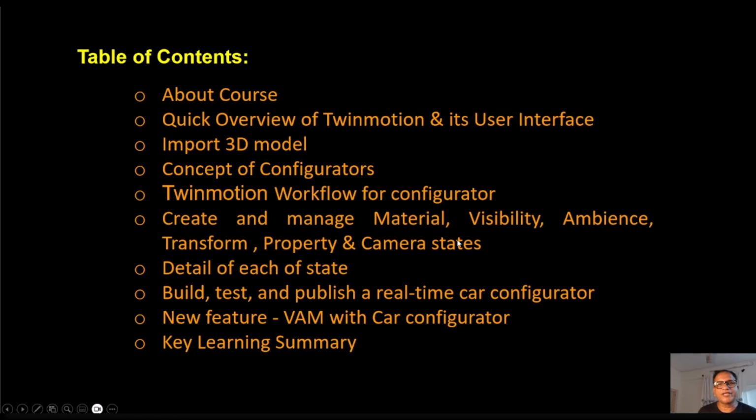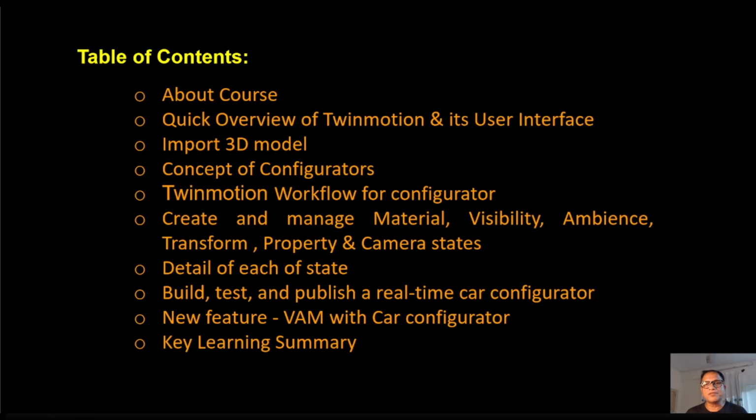So, table of contents. I'll touch upon the course, a quick overview. I'll give a snapshot of Twinmotion and its user interface. Then quickly we'll move to importing a 3D model. Then I'll talk about the concept of configurators, then the Twinmotion workflow for configurators. Then we'll create and manage material, visibility, ambience, transform, property, and camera states of the car configurator in detail. Each session will have a state.